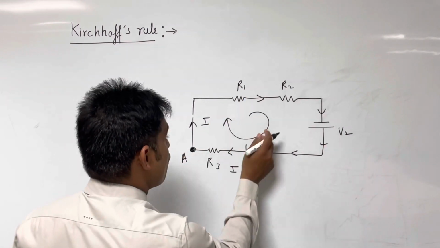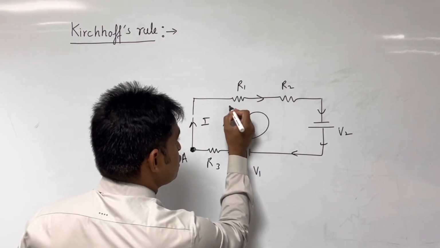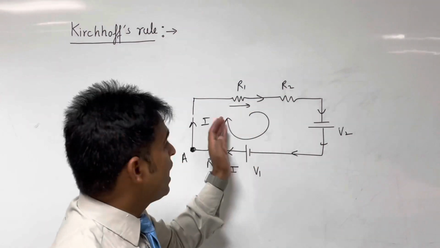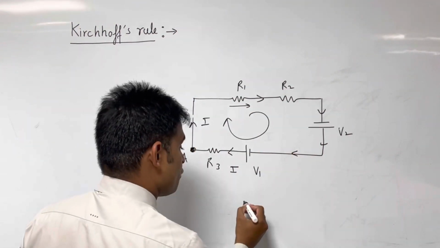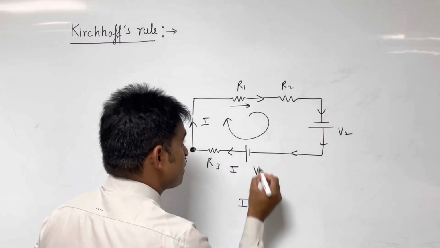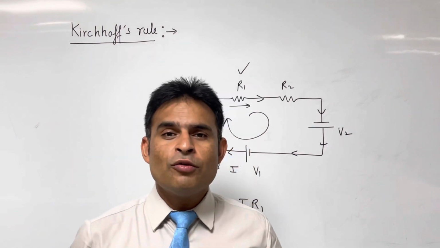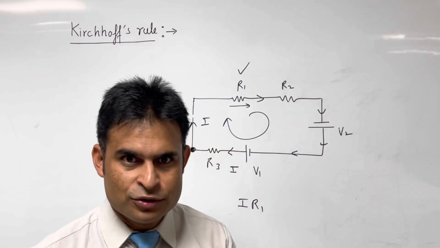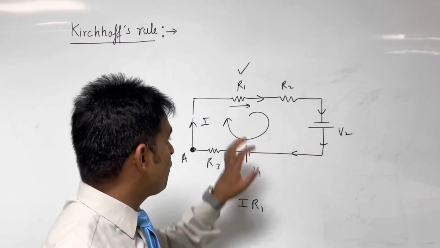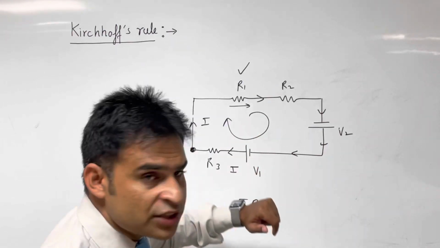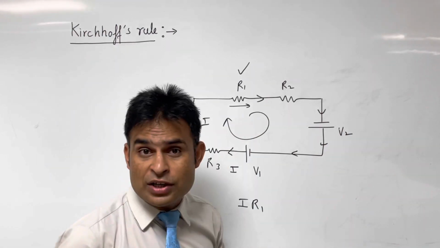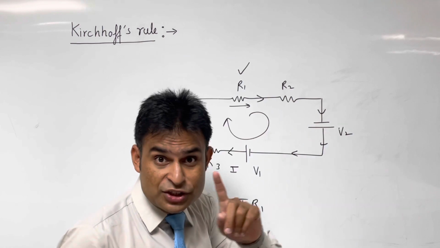While moving clockwise I reach this point. My direction is to the right side and the current direction is also to the right side. So I write I into R1. Obviously everyone knows Ohm's law, V is equal to IR. So in this case it will be IR1. Now I cross resistor R1, and now I will reach resistor R2.